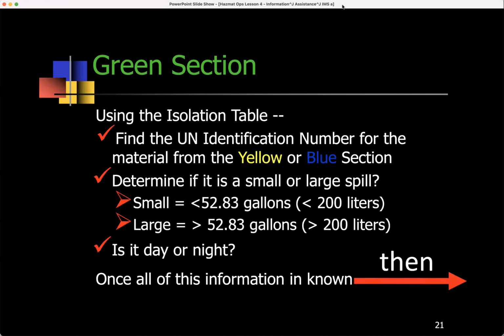So how do you use the isolation table? You find the UN ID number for the material from the yellow or blue section. They're going to be highlighted. You go to the green section. Then you determine if it's a small or large spill.